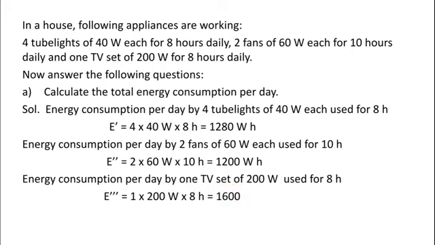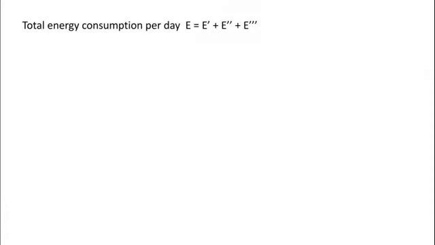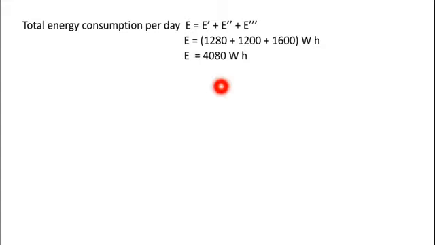Okay students. Now total energy consumption per day can be written as E equal to E dash plus E double dash plus E triple dash. Now let us substitute the values. So E equal to 1280 plus 1200 plus 1600 watt hour. So it comes out to be 4080 watt hours. It means there is consumption of 4080 watt hour of energy per day.